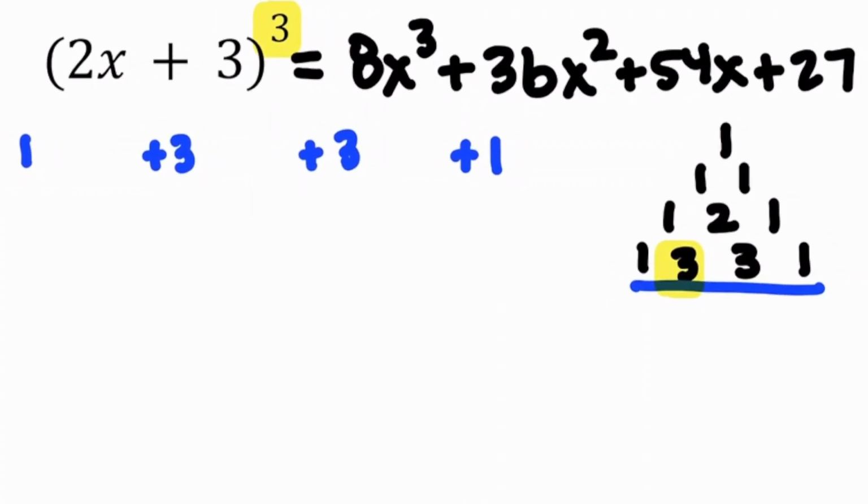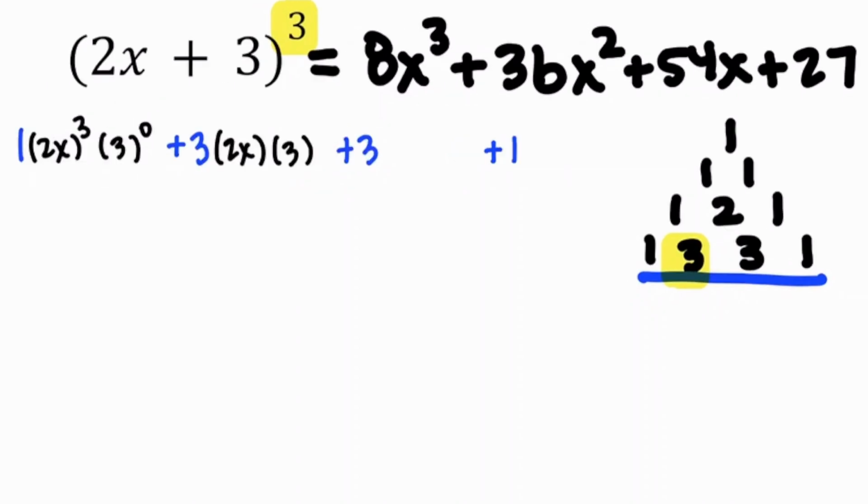So the things that go on the inside: I'm going to take 2x, and I'm going to start by taking that to the third power. And then I'm going to take 3 to the 0 power, which is going to be 1. I didn't really leave enough room for that. All right, that's much better. And then for the second term, I'm going to have a power of 2x and a power of 3. The power of 2x descends and the power of 3 ascends.